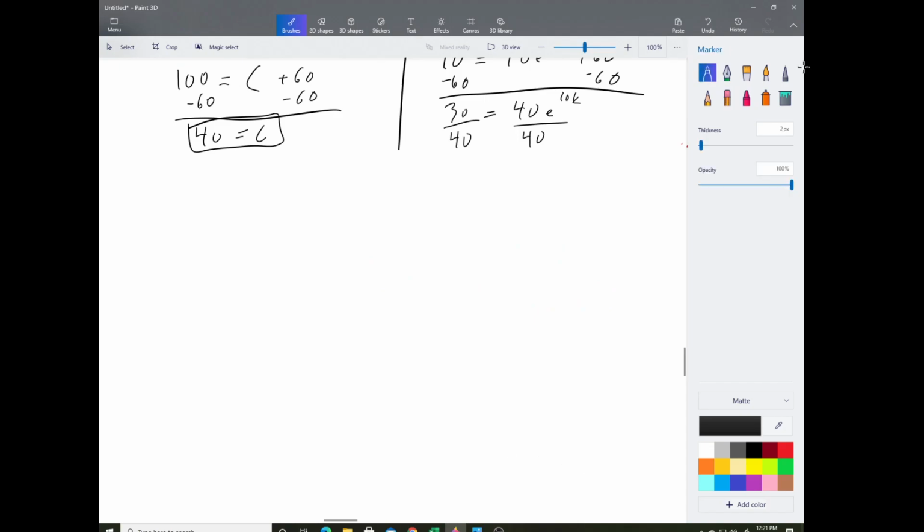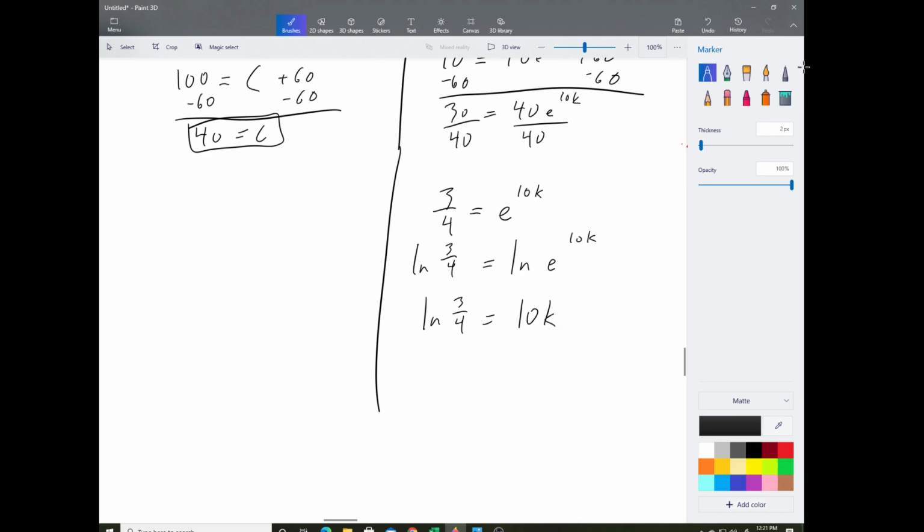All right, so then if I simplify that, I could say that's 3/4 equals e to the 10k. Now that e is by itself, it is a legal move to take the natural log so that your natural log of e will cancel and you get just what's in the power. Just so long as, if you do it on one side, you do it to the other. So we get the natural log of 3/4 is equal to 10k.